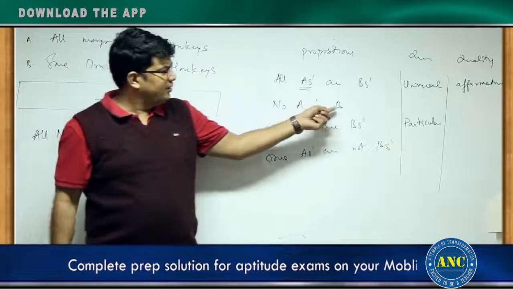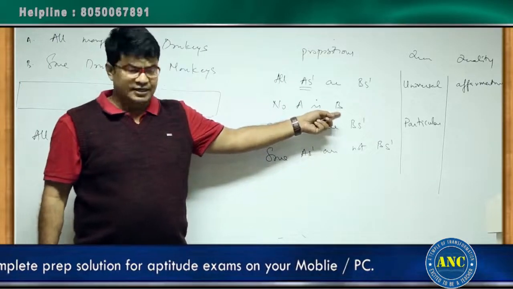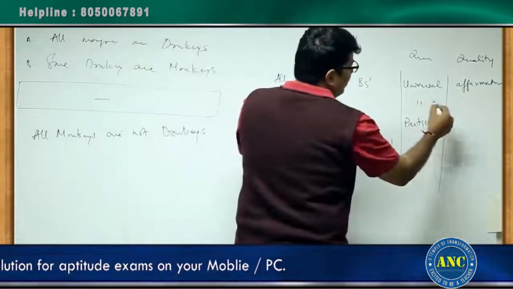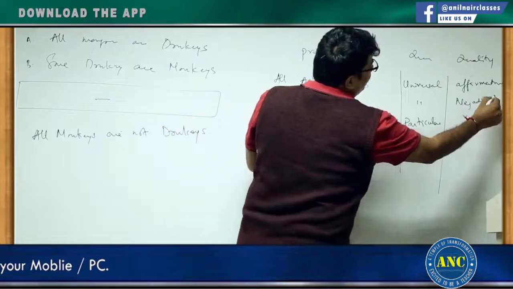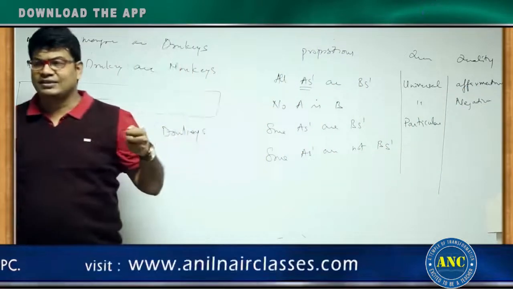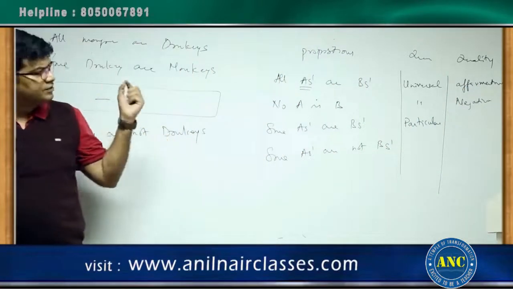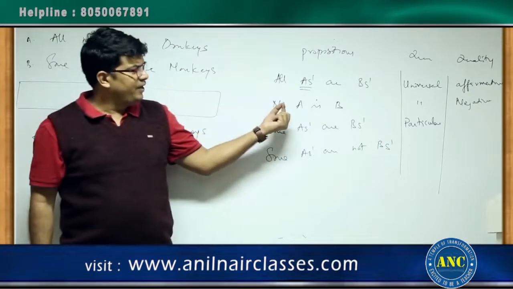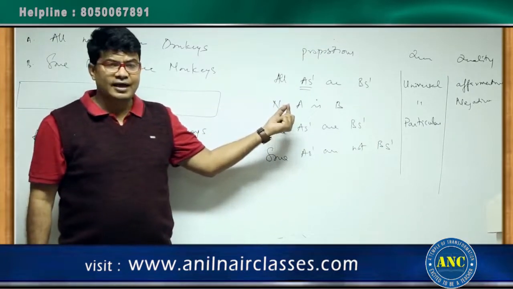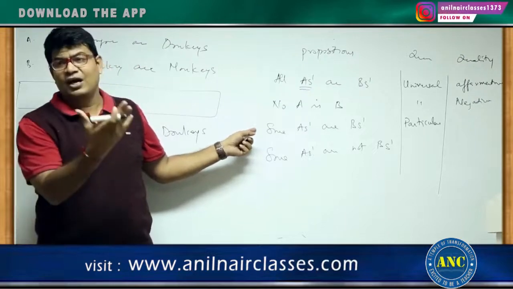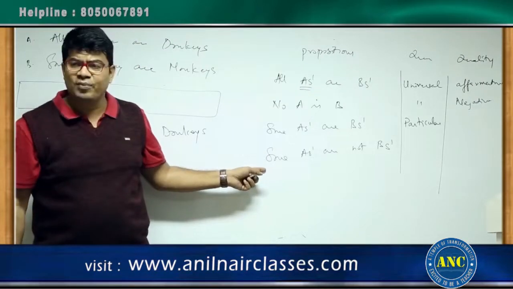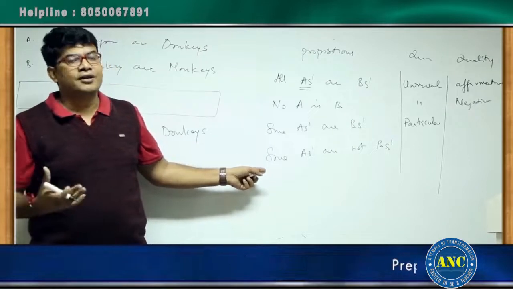Now, no A is a B. Is it universal? Yes, it's universal, and it is negating, so we'll define it as negative. So we have universal affirmative, and no A is a B is universal negative. What about some A's are B's? Particular affirmative. What about some A's are not B's? Particular negative. Just take that.